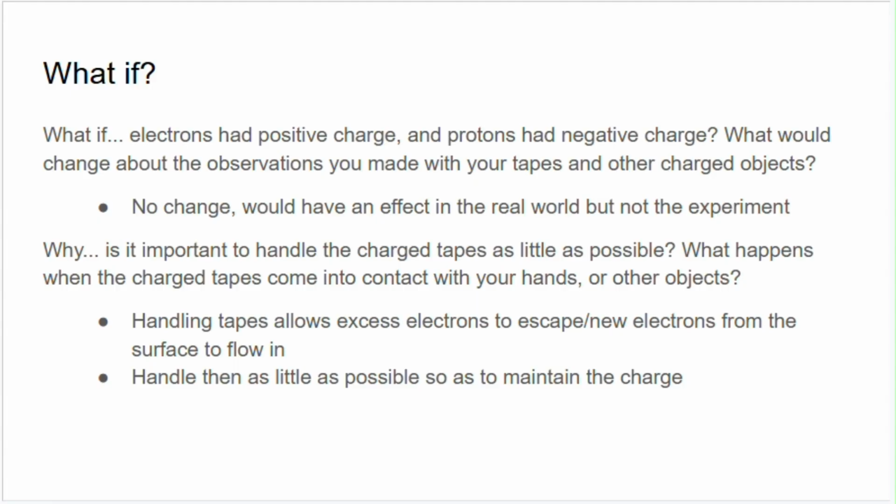And why is it important to handle the charged tape as little as possible? What happens when the charged tape comes in contact with your hands? The handling of the tapes allows excess electrons to accidentally escape or new electrons on the surface to flow in, so handling them as little as possible so as to maintain the charge was of the utmost importance.